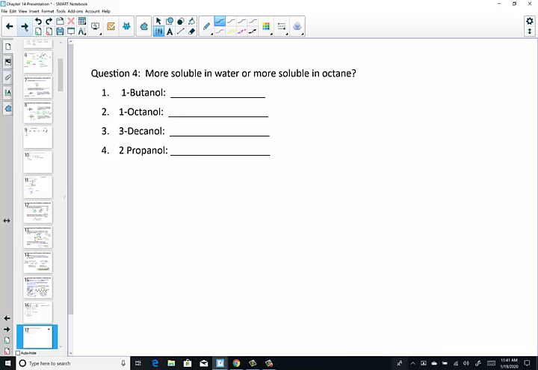Which is more soluble in water? Which is more soluble in octane? So butanol, that's 1, 2, 3, 4 carbons, and then a hydroxyl group coming off of carbon 1. You know what? That meets the criteria of 6 or less. So this is a small alcohol, and therefore I could get that to be water soluble. This is the non-polar region, but it is indeed small enough to still interact with the water polarity.